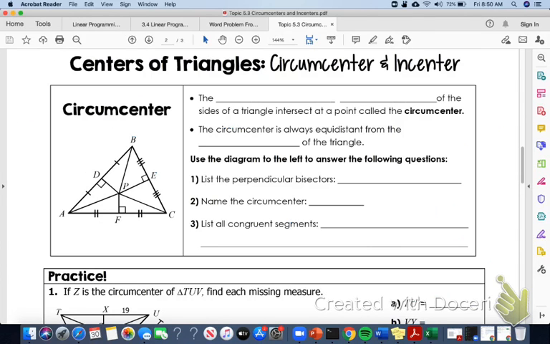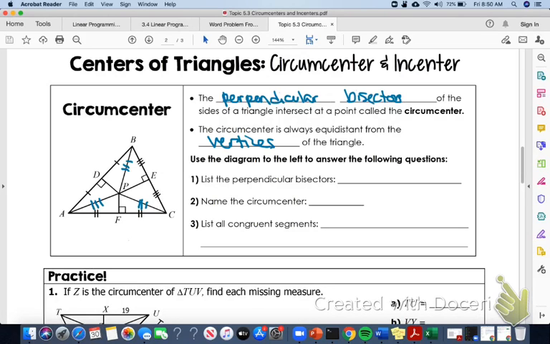Okay, so a circumcenter is created, it's the perpendicular bisectors, which we talked about recently, of the sides of the triangles, they all intersect at this point. Okay, so the circumcenter is always equidistant from the vertices of the triangle. So if we are looking at our diagram here, if P is my circumcenter, then BP and CP and AP are all the same distance.